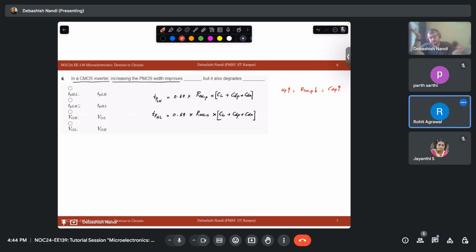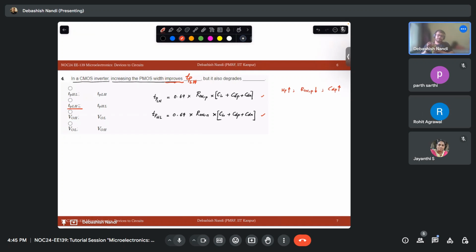Yes, sir. So improves means, what do you mean by improve? You want to decrease or increase the delays? Decrease. Decrease, right? So from these two equations, can you tell me what is the answer? Sir, it will improve TPLH. It will improve TPLH. Okay, and what is the second part? It will degrade TPHL.